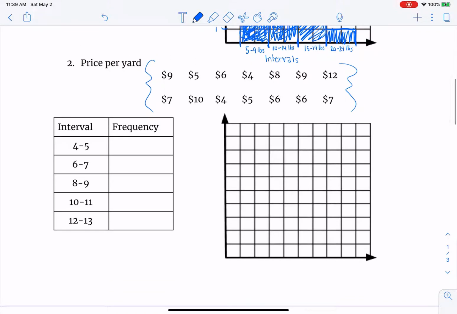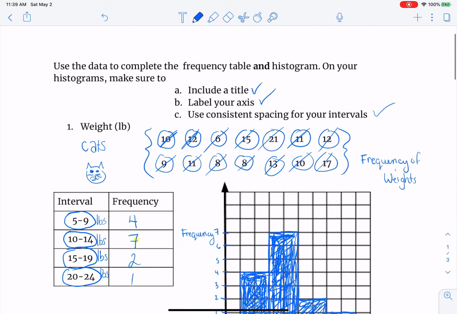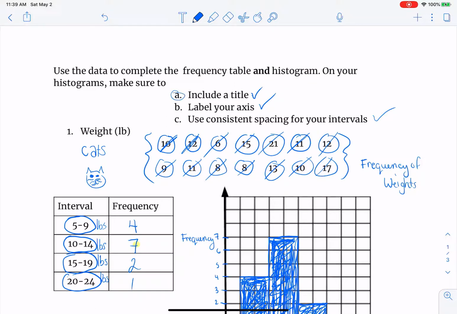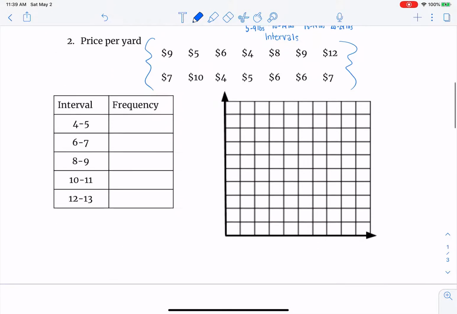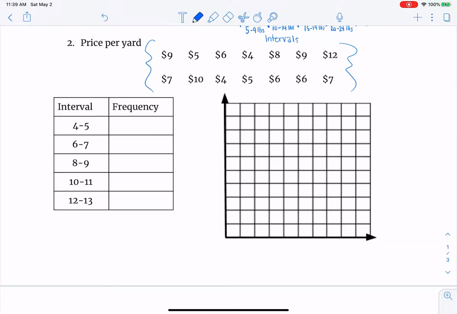We have all this price data, and we need to fill it in. So let's go ahead and start by including a title. We want to make sure that this graph has a title. So it would be frequency of price per yard.